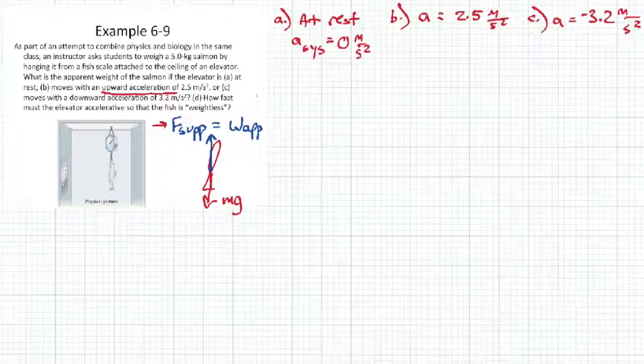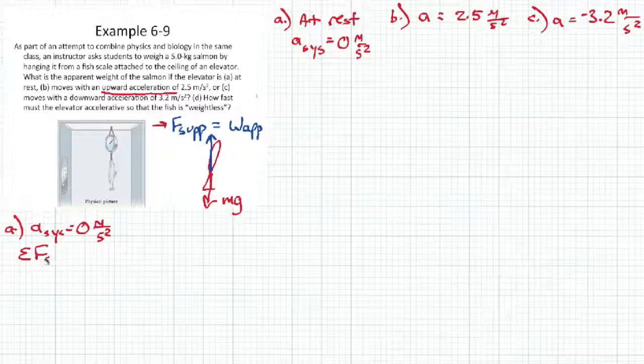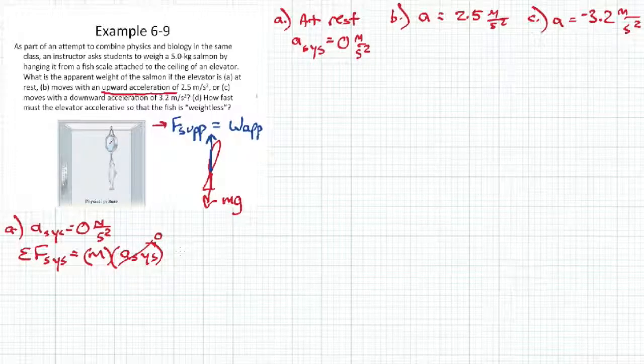So let's try it in part A. Okay, part A. Well, the acceleration of that system equals 0 meters per second squared, which means since the net force on the system equals the mass in question, that is the mass of the fish, which we are told, times the acceleration of the system, well, since that equals 0, then the net force on the system equals 0 newtons. So this is an expression of the net force on the whole system. Mass of the system times the acceleration of the system.